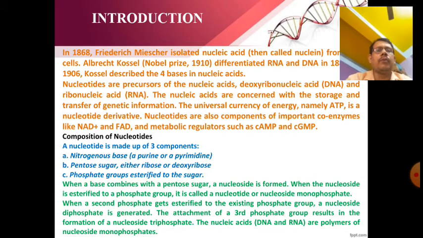When the base is combined with the pentose sugar, a nucleoside is formed, and when the nucleoside is esterified to phosphate groups, it is called a nucleotide. Actually, nucleotide means the base, sugar and phosphate, or a nucleoside monophosphate. When a second phosphate gets esterified to the existing phosphate group, a nucleotide diphosphate is generated, just like ADP. The attachment of a third phosphate group results in a nucleotide triphosphate. DNA and RNA are polymers of nucleoside monophosphates. So the basic composition of a nucleotide is base, sugar and phosphate, and base and sugar alone is called a nucleoside.